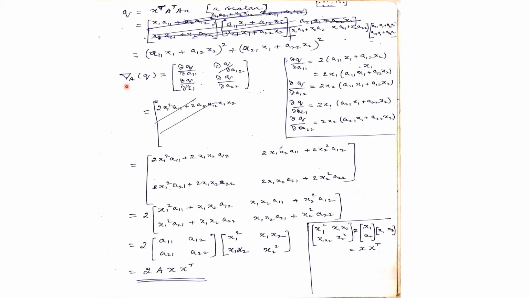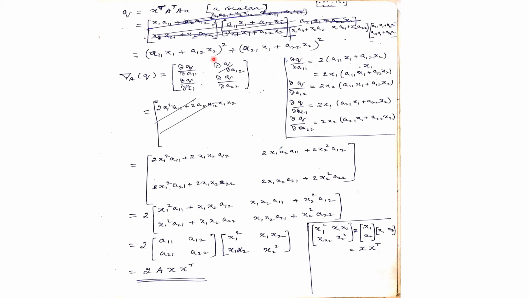So del A of q is basically a matrix of this kind: partial derivative of q with reference to A11, partial derivative of q with reference to A12, and similarly with reference to A21 and A22. So if you look here, we have performed the derivative of this scalar quantity with reference to different elements of the matrix that we have here. The first one is nothing but the derivative of this particular value. This q is nothing but this.